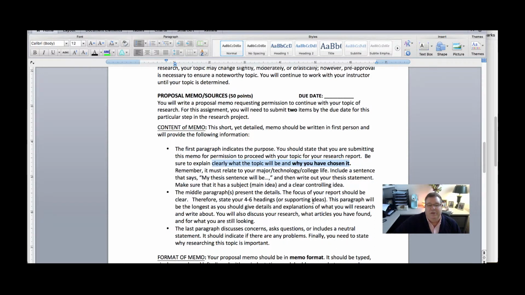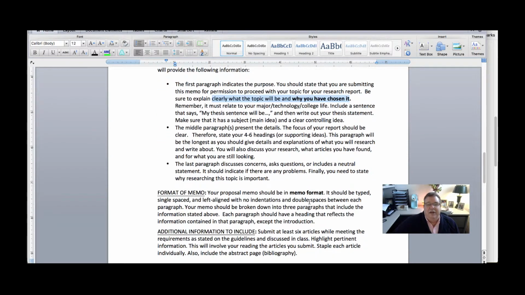It says this paragraph will be the longest, and you should give details and explanations of what you will research and write about. So you need to say, for instance, whatever your first bullet point is or your first piece of evidence, what it is that you're going to write about. You're going to bring in some information about the sources, and you're going to include the sources in parenthetical citations as to some of the basic information that's going to be covered in that paper. You're not writing fully about the topic, but you're just giving a very brief overview of the reason, but bringing in some of the research to show that this was well researched and not just your opinion.